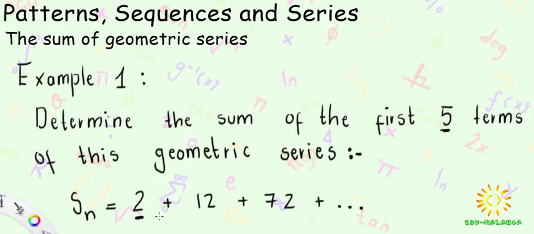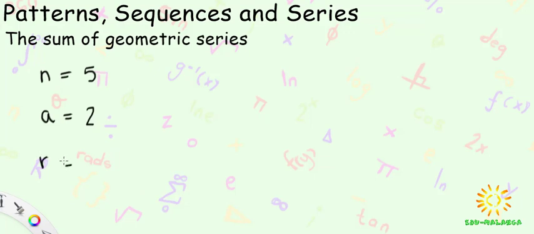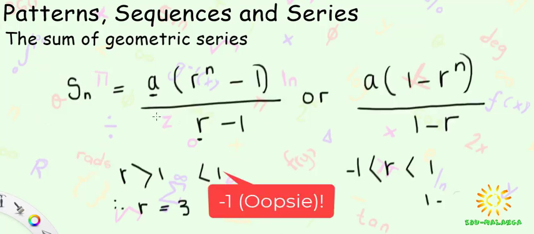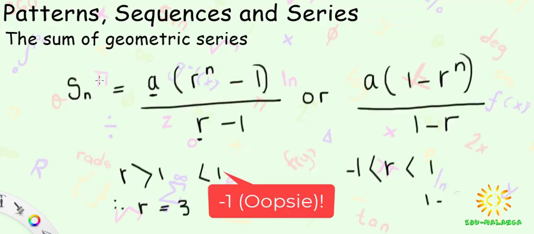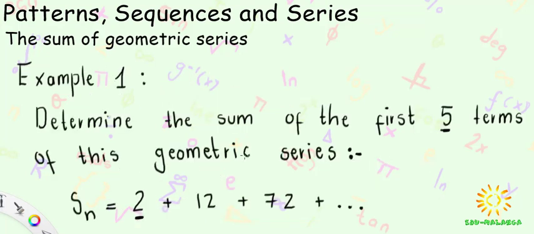And to find r, what we need to do is to divide 2 terms that follow each other. We're going to use term 2 and term 1. So our r is equal to term 2 divided by term 1, which is 12 divided by 2, and that's equal to 6. Since we found that our r is equal to 6, we can come back to these 2 formulae that we derived over here. Our r is greater than 1, so it's easier for us to use the first one. We're going to substitute everything that we have into this formula, and we're going to solve for the sum of the first 5 terms of the geometric series.